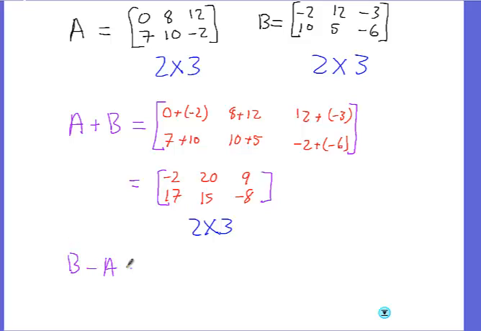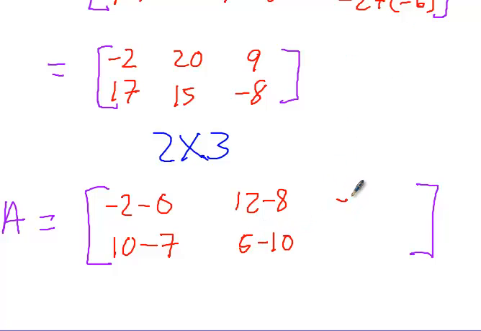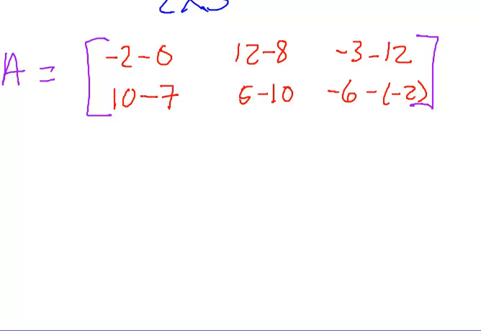Let's do B minus A. Again, you take each part of B and subtract that part of A. So negative 2 minus 0. 10 minus 7. 12 minus 8. 5 minus 10. Negative 3 minus 12. Negative 6 minus negative 2. And now it's just algebra, basic arithmetic.